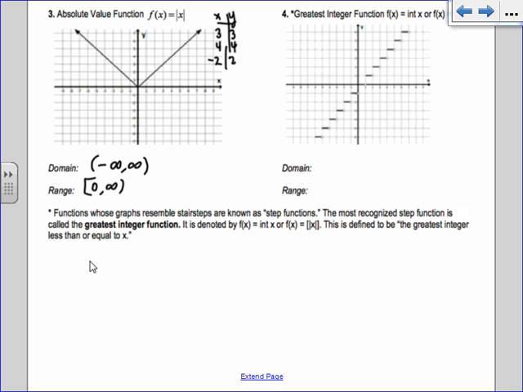3.9 rounds down to 3. 3.99 rounds down to 3. But once I get to 4, I go up to 4, right? 4.1, 4. 4.2, 4. Does that make sense? So it's just flat lines. So it's going to look like that.